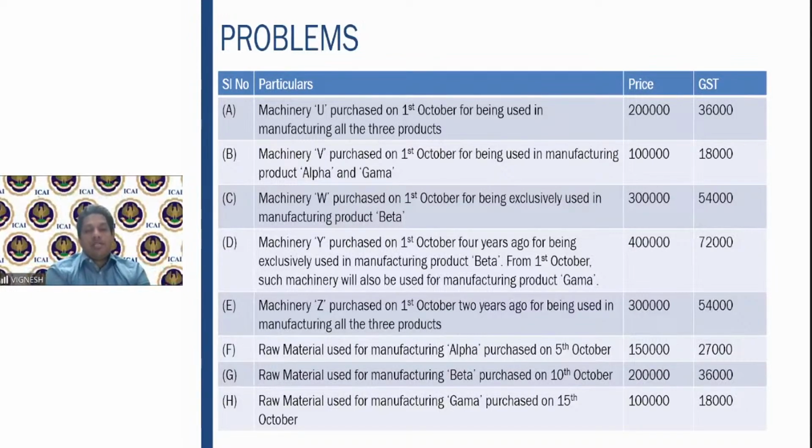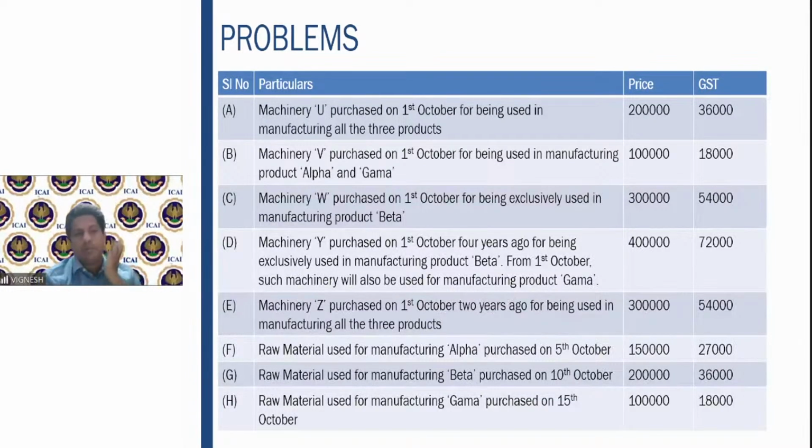Machinery Y purchased on 1st October 4 years ago for being exclusively used in manufacturing beta. From 1st October, it will also be used for manufacturing gamma. So that is 4 lakhs, 72,000 GST. Machinery Z purchased on 1st October 2 years ago for being used in manufacturing all the 3 products, 3 lakhs, 54,000 GST. Same way, raw material for alpha on 5th October, 1.5 lakhs. Raw material for beta on 10th October is 2 lakhs. Raw material for gamma purchased on 15th October is 1 lakh.